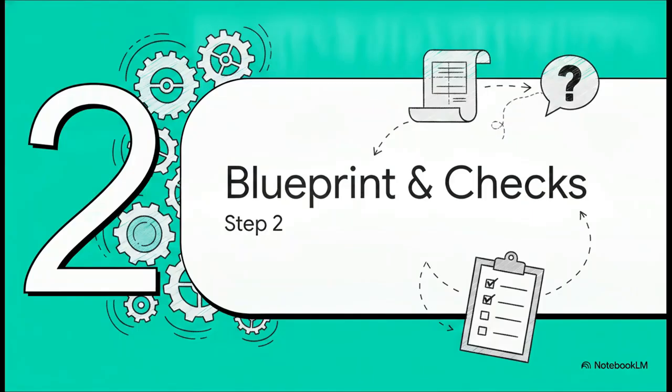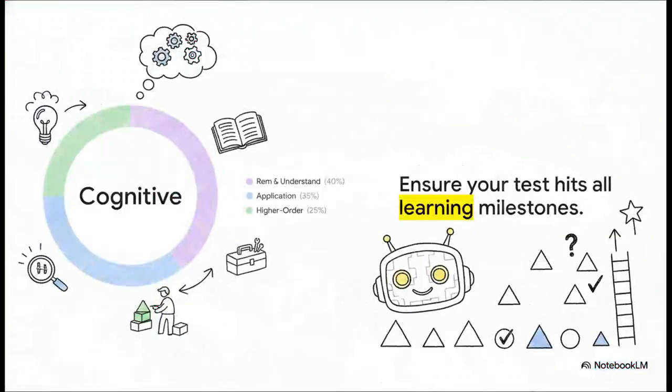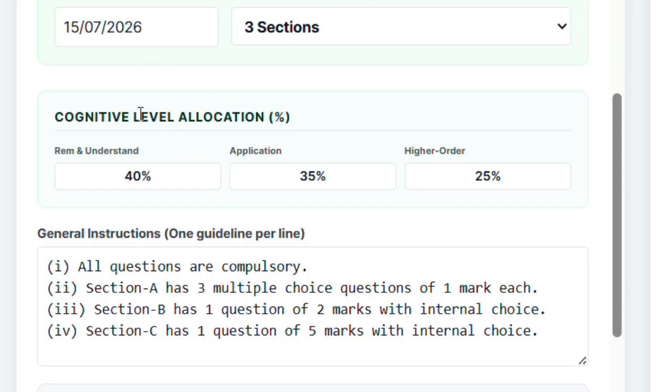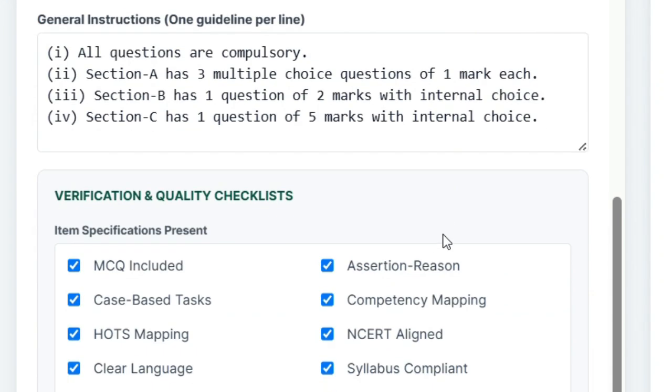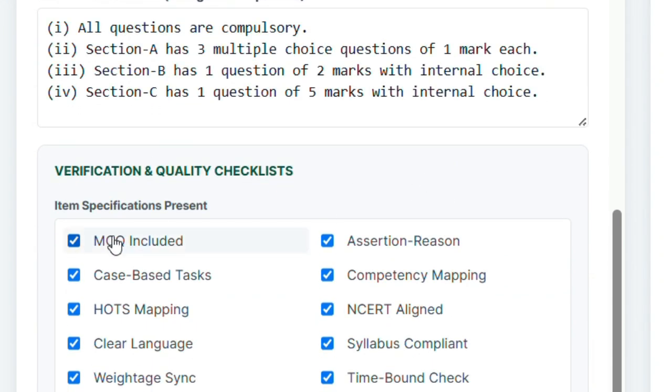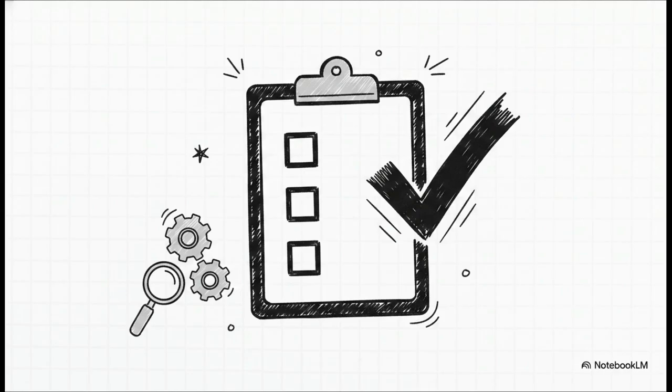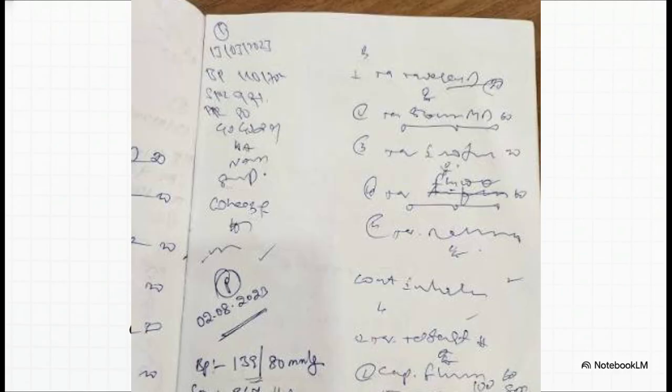Moving right along, step 2, blueprint and quality checks. You know, before you type even a single question, you can easily define your cognitive level allocation. Setting splits, like, say, 40% remembering and understanding, 35% application, and 25% higher order, visually ensures your test is hitting all the right learning milestones to maintain classroom rigor. And just below that, you'll find the verification and quality checklists. You can literally just check the boxes as you go, MCQ included, assertion reason, NCERT aligned, HOTS mapping, vetted by HOD, and keep prepared. It ensures rigorous, syllabus-compliant evaluation all in one place without you having to track it all on some separate, messy sheet of paper.